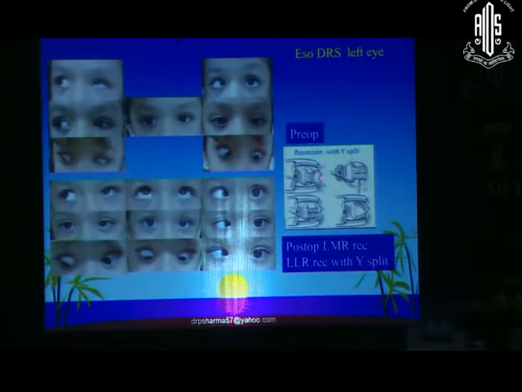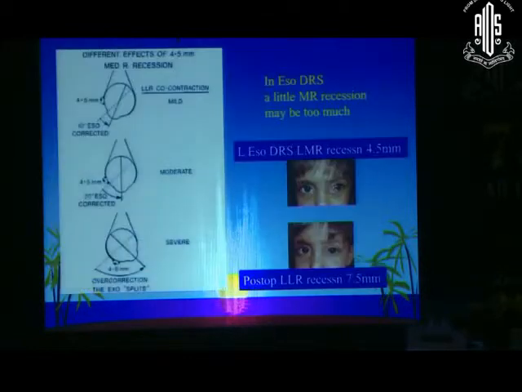This is showing you how the Y splitting is done. The LR is separated, and then the upper and the lower segments are split by about 21 to 22 mm, and the recession is done from 7.5 to 10 mm depending on the amount of the exo that is there, or the amount of weakening that you want to create.